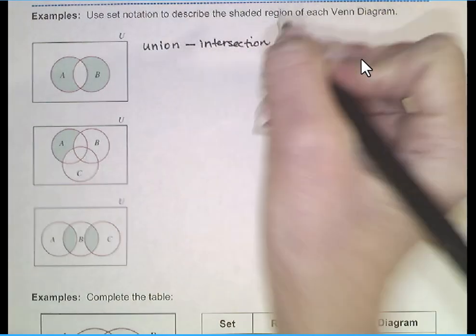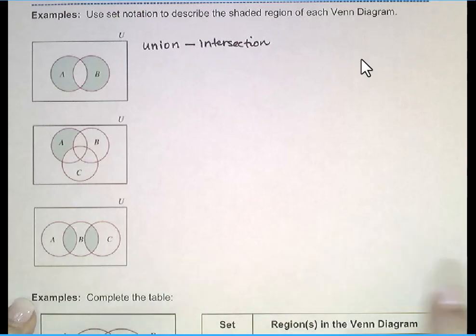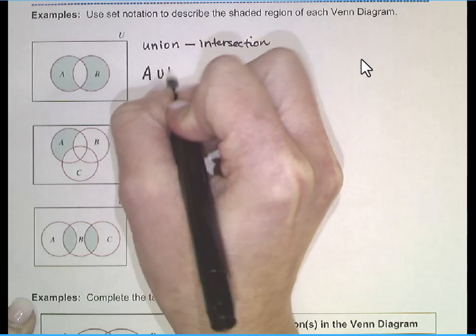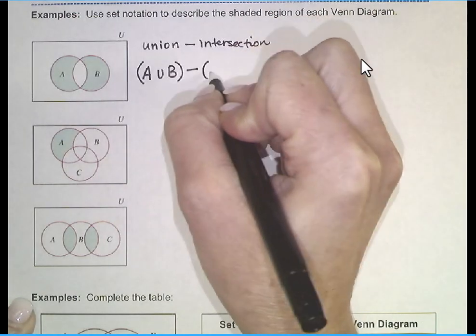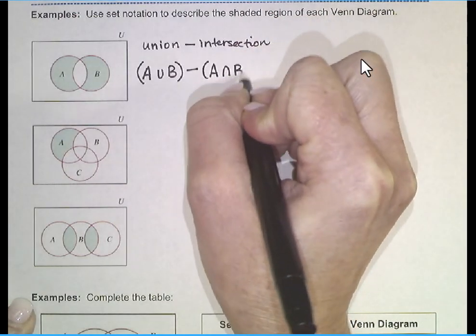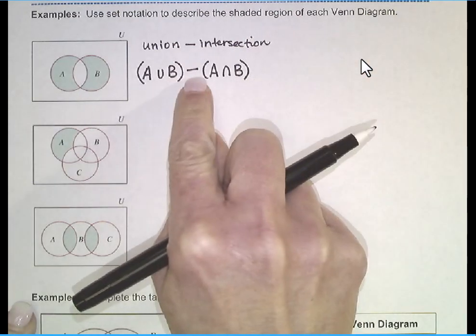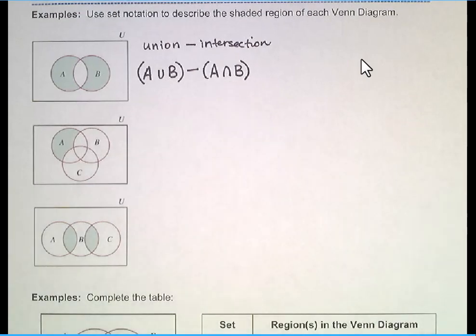This is me just describing to myself what the shaded green part is. If it was a union, it would be A unioned with B. But then they went and erased the intersection of A intersect B. So that's how I would write that one: A union B without A intersect B. Now there's always going to be more than one way to do these answers. I'm just going to give maybe the most efficient answer, the quickest answer.